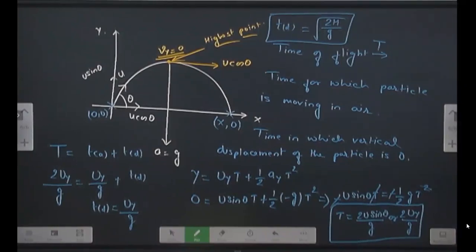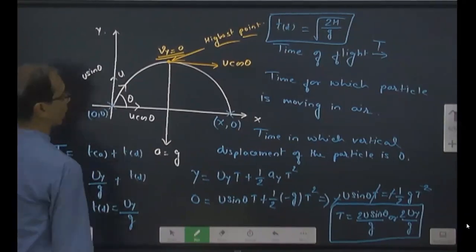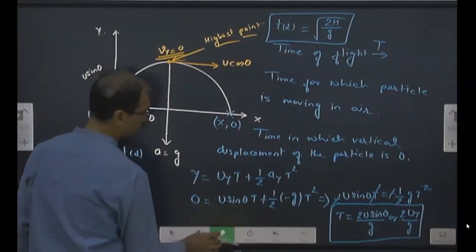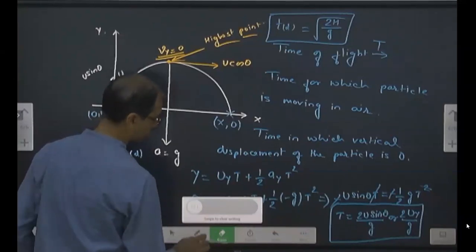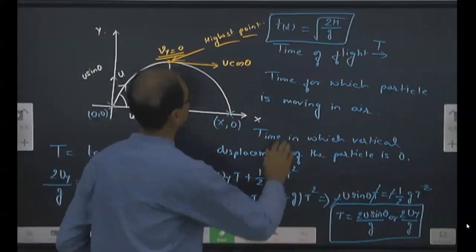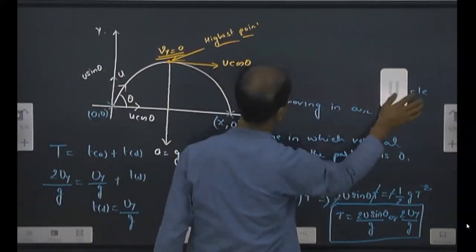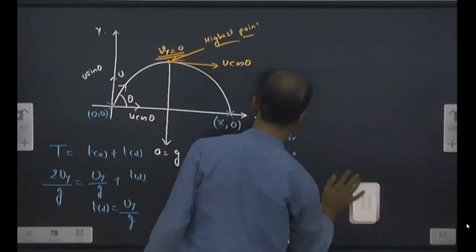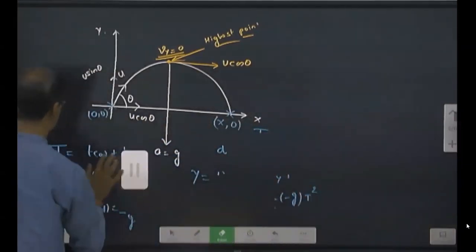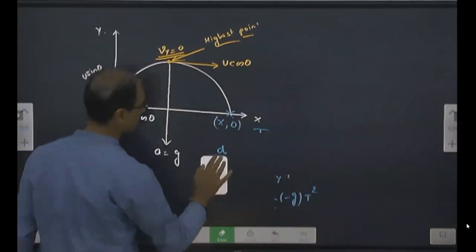Completed? Yes, sir. Any doubt anywhere? No, sir. Okay. So time of flight, time of descent, and what else? Maximum height we have done. Okay. Then what is remaining?